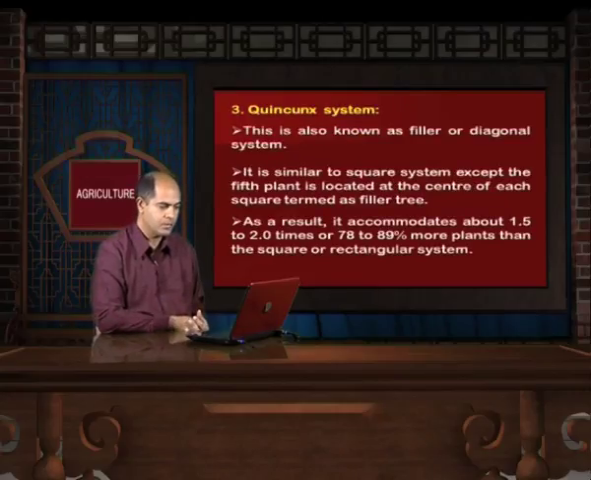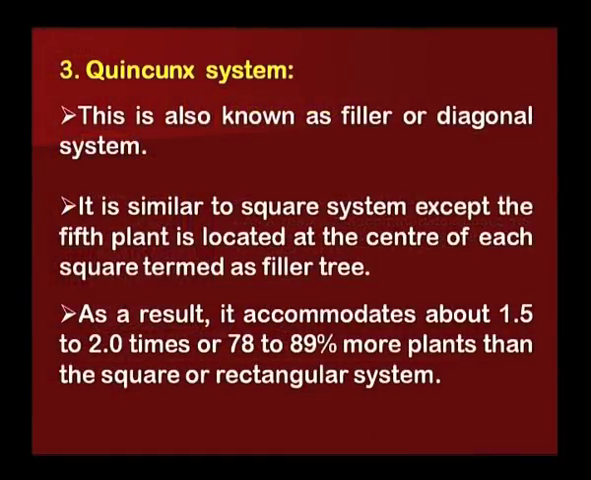Quincunx system. This is also known as the filler or diagonal system. It is similar to the square system except the fifth plant is located at the center of each square, termed as a filler tree. As a result, it accommodates about 1.5 to 2 times or 78 to 89% more plants than the square or rectangular system.